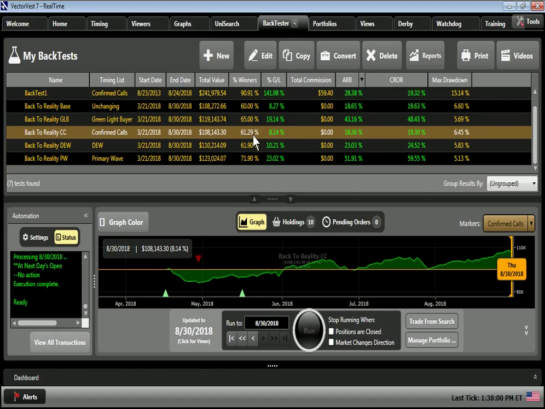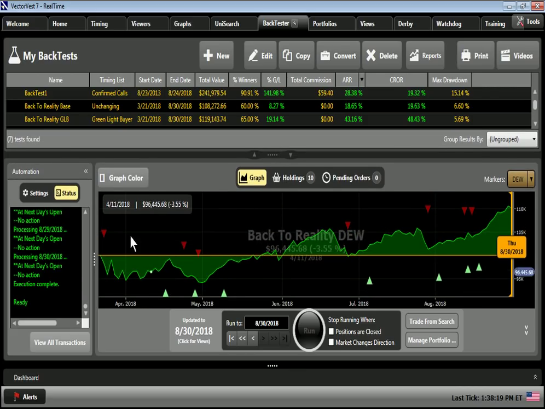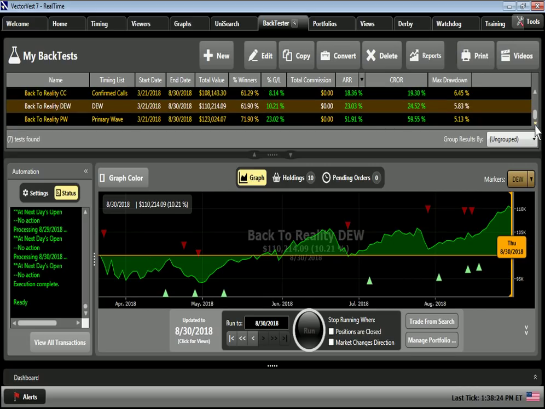Well, I did test to accommodate other people as well. What if you like the DEW timing signal, which is our technical timing signal? We finished with a 10% gain, 23% annualized, again a small drawdown of 5.83%, and look at the equity curve. Now this is reality of what's going on, but looking at a search such as the money makers, if you have a plan in place, let the plan and the trades come to you. Still finished with 10.21% to the upside. Again, the max drawdown was only capped out at 5.83%, and look at that run up.